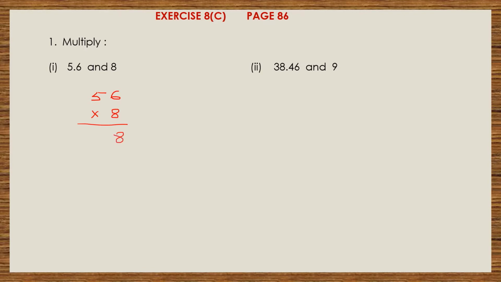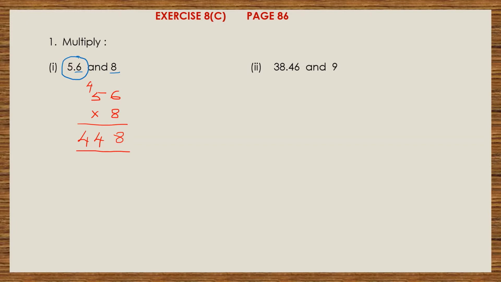8 sixes are 48, we carry 4. 8 fives are 40 plus 4 is 44. So we got 448. Now let's go back to the question and see in this first number how many decimal places there are. There is one decimal place. That means after the decimal point there's only one digit. In the second number there are no decimal places. So totally in the question there is only one decimal place. That means my answer also should have only one decimal place.